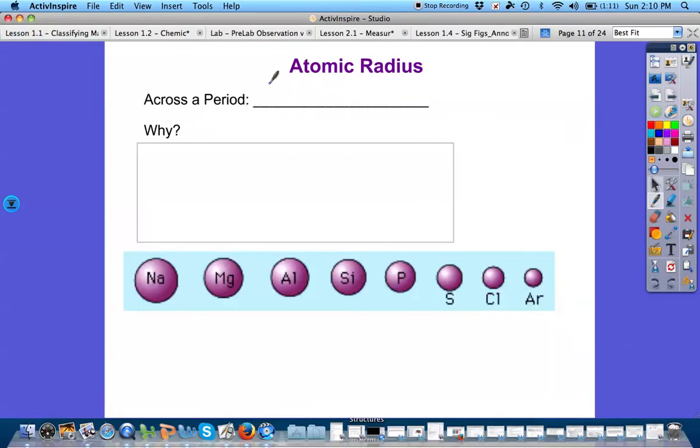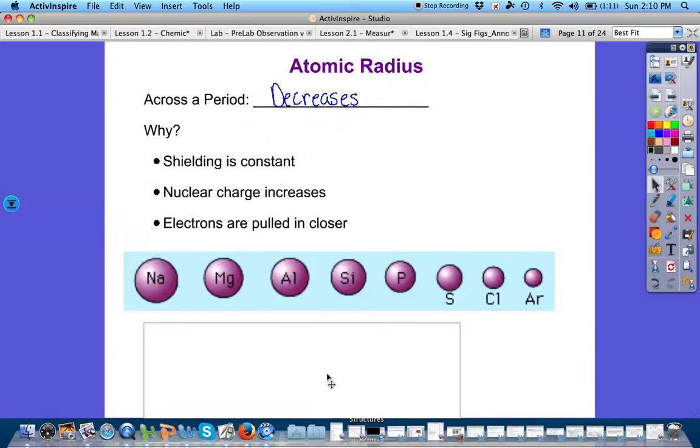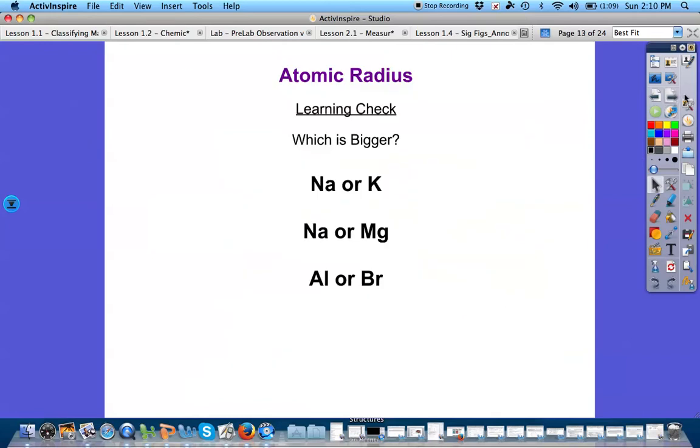As you go across a period, the atomic radius decreases. So here's a picture showing sodium through argon. The size of the atom is decreasing. Well, our shielding remains constant as we go across that period, but the nuclear charge increases. The number of protons in the nucleus increases. This is going to pull the electrons, the valence electrons that are in the same energy level, closer to the nucleus. We'll come back to this in just a second.